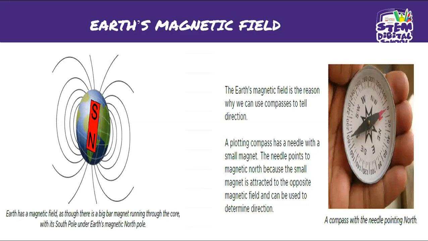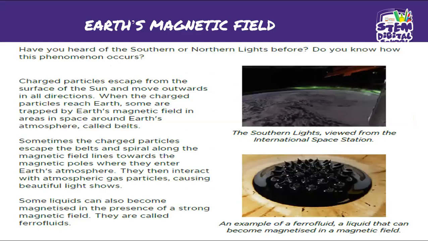As you can see here, this was what was used in the olden days. But now, because of technology, we have different compasses, meaning high-tech ones that can give you the direction to a place. A typical example is GPS. All right, now let's go to the next.